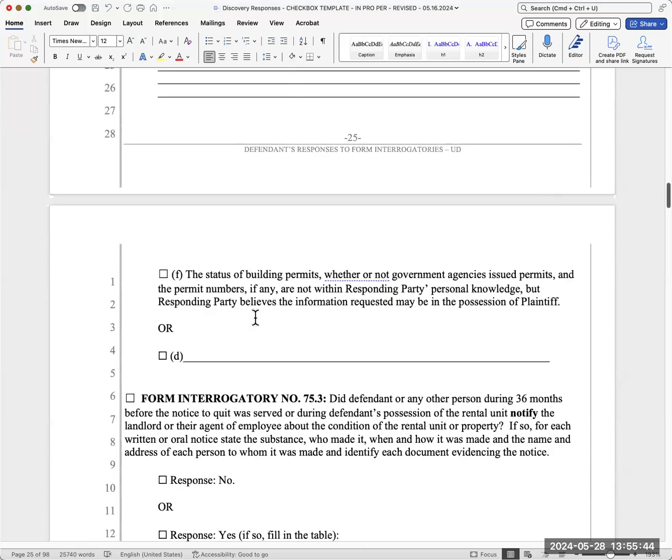This is about permits. If you know anything about permits, again, this question is really often directed at the landlord to answer because they would know a lot of this information. You might not know it all. If you don't know, not within your knowledge, you check here. Otherwise, you put your explanation here.